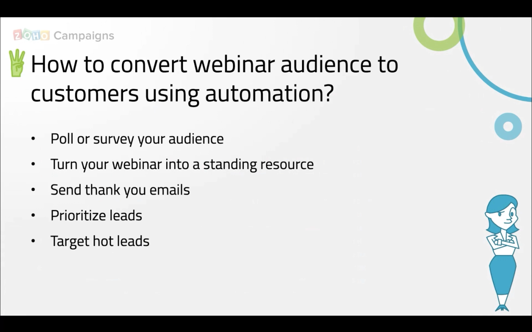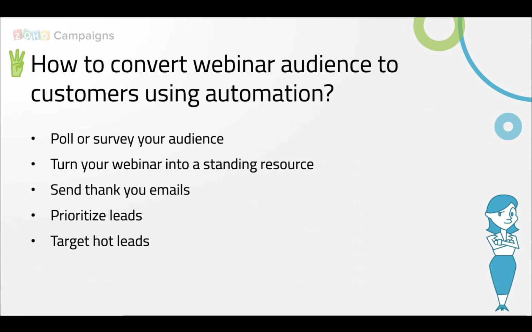Here we are going to learn a few ways in which you can convert your webinar audience to customers, of which the first one is to poll or survey your audience. Just as we discussed before, you can send emails to your webinar audience by attaching a poll or a survey. You can ask them if they are interested in upcoming webinars, and they can suggest topics for your webinar. This is one type of email which you can send them, asking them for their interested topics.